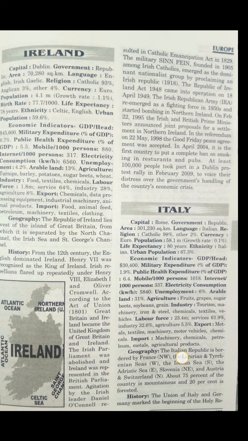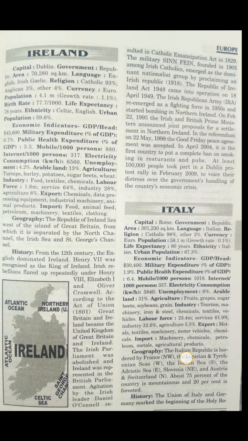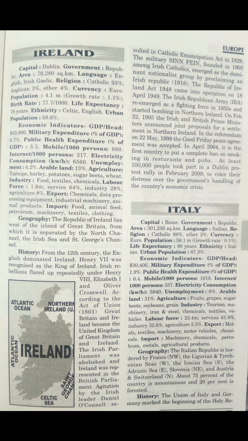Arable land is 31%. Agriculture, fruits, grapes, sugar, beets, soybeans, grains. Industry, tourism, machinery, iron and steel, chemicals, textiles, vehicles. Labor force 23.4 million, services 61.9%, industry 32.6%, agriculture 5.5%.